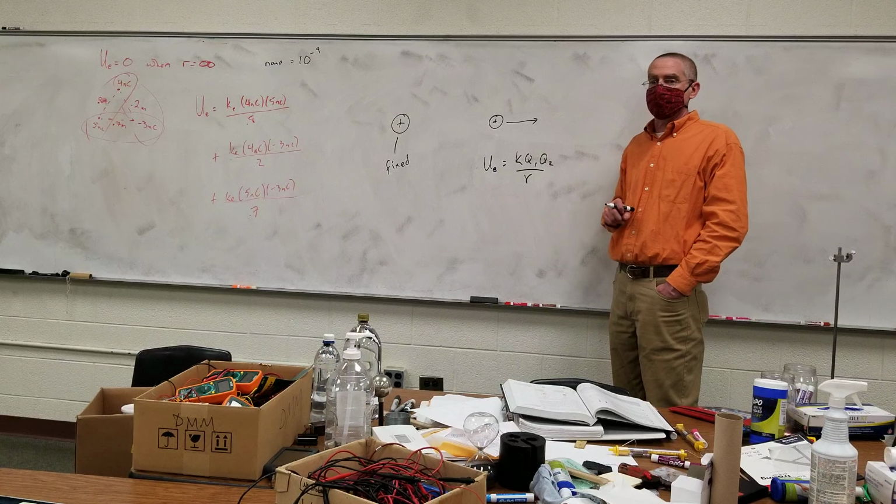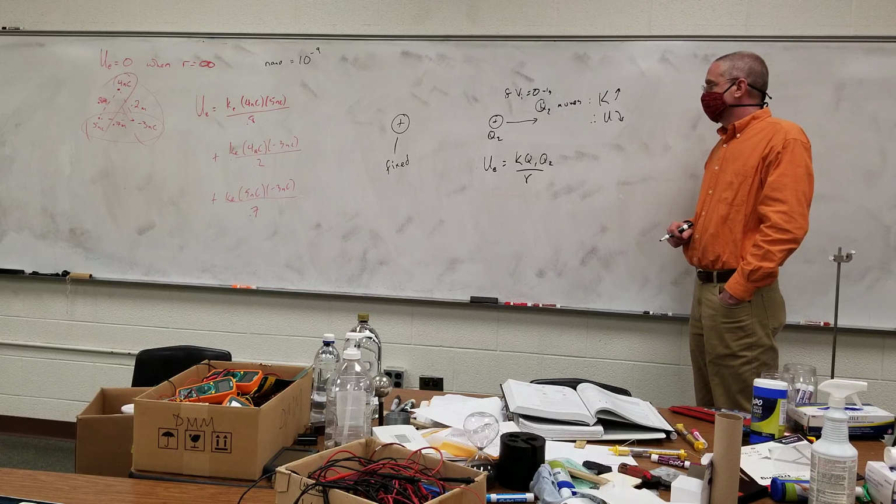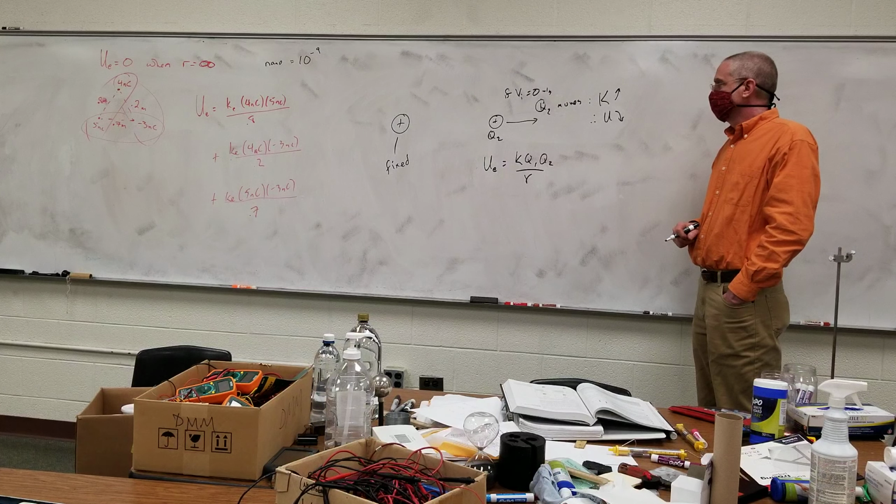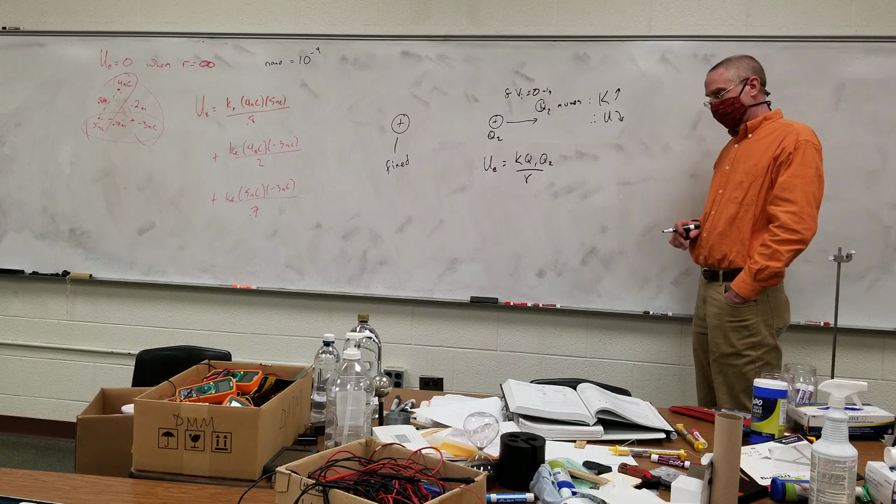So if the initial speed is 0 meters per second, the particle moves, let's call it Q2. Q2 moves, kinetic energy increases, therefore potential energy must decrease, and so it moves to where the potential energy is smaller. Questions here?